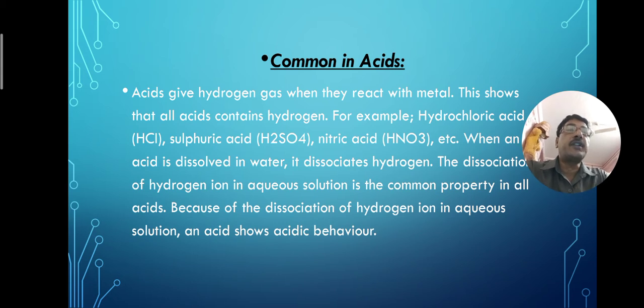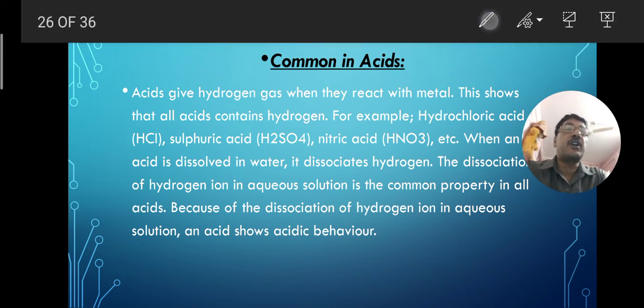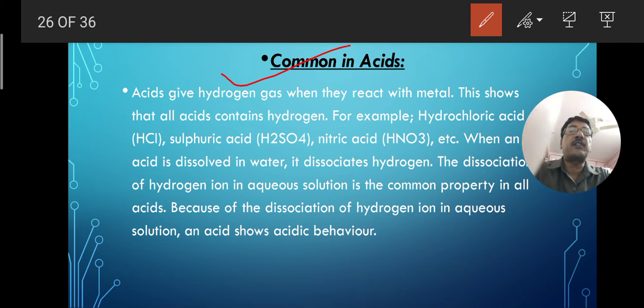Next is, what is common in the acids? All the acids you might have seen, there is hydrochloric acid, sulfuric acid, nitric acid, carbonic acid or oxalic acid, formic acid, methanoic acid, ethanoic acid. Different types of acids you might have heard of till now. What is common in these acids?